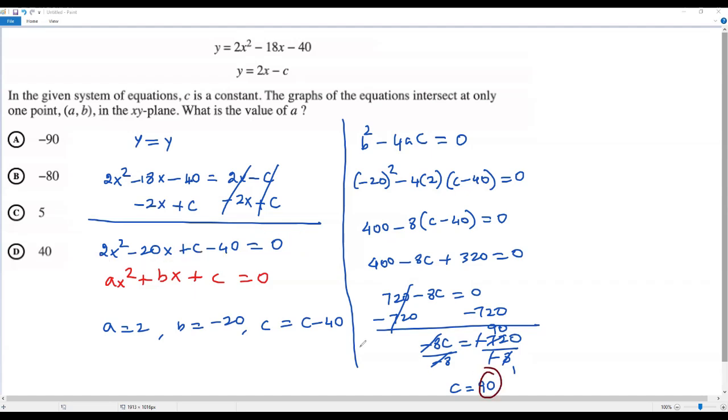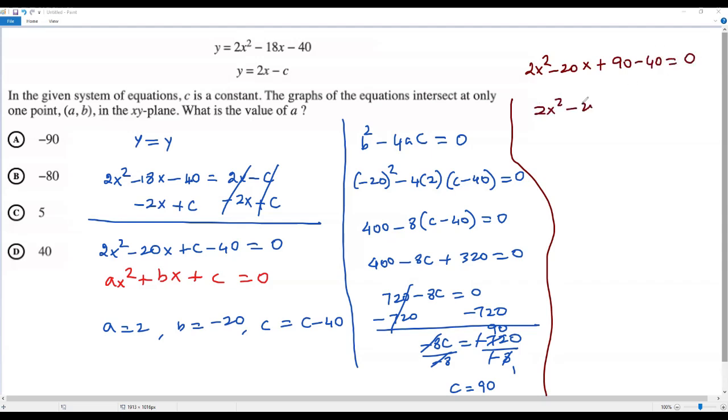Okay, now we can plug in this 90 for c in this equation, and we have to solve for the x. Okay, let me do it over here. So then we get 2x square negative 20x positive 90 negative 40 equals to 0. Then I'm getting 2x square negative 20x. When I combine these two numbers, I'm getting positive 50 equals to 0.